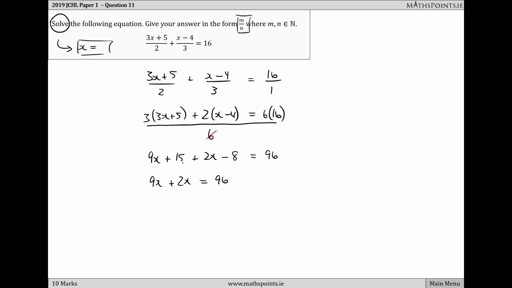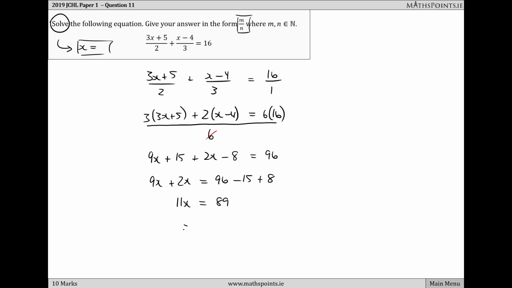We don't want any numbers on the left-hand side, so to get rid of the plus 15 from the left-hand side, I subtract 15 from both sides. To get rid of the minus 8 from the left-hand side, I add 8 to both sides. I'm going to simplify the left side and the right side, so 9x plus 2x is 11x, and 96 minus 15 plus 8 is 89.